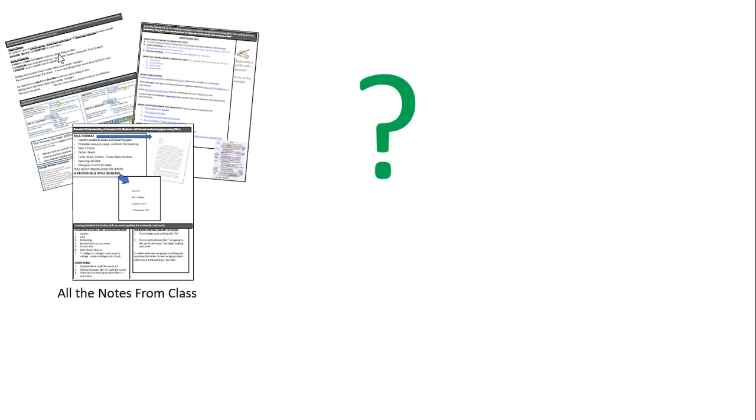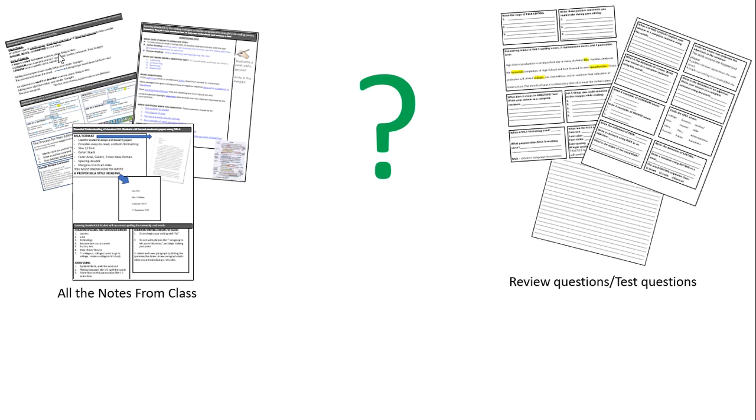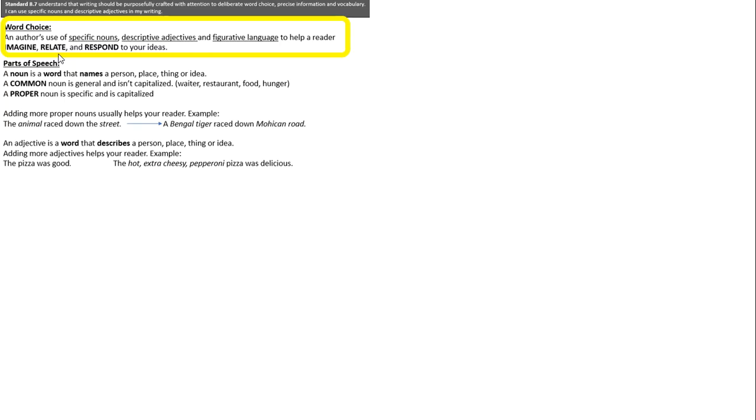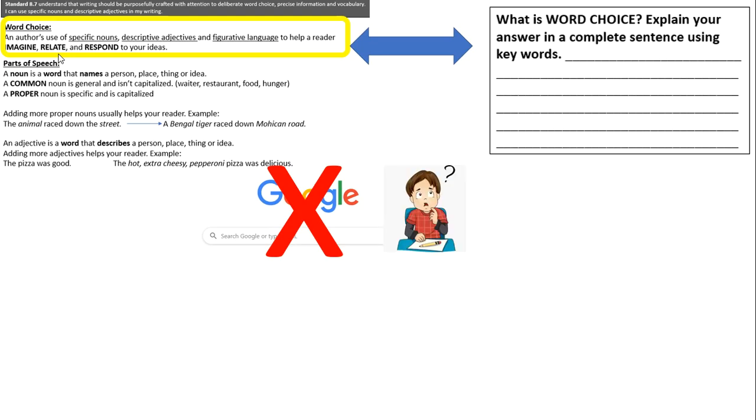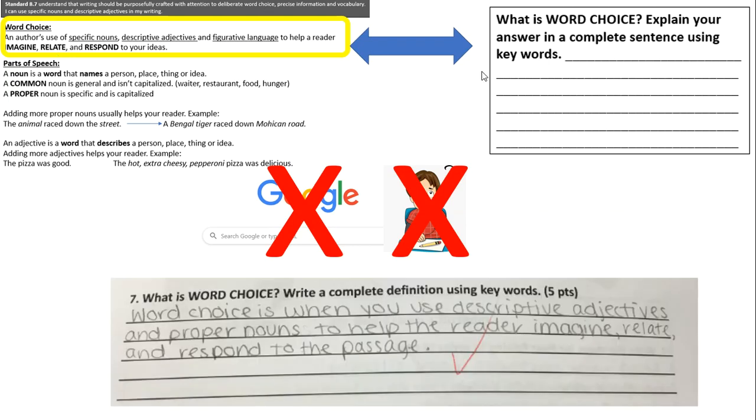What is a study guide? A study guide is a collection of all the notes from class or all the notes on a topic, and questions to help you review that information so you're prepared for a test. The information on the study guide is directly linked to the questions you're being asked. You don't need to Google answers and you don't need to think of new information. The best part is that the questions on the study guide are most likely those on the test.